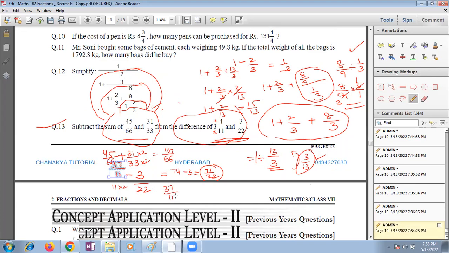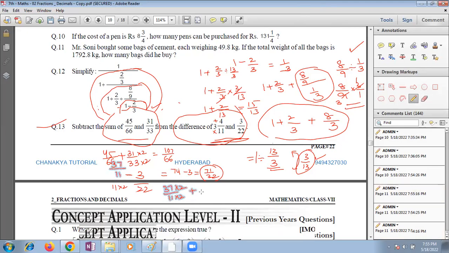37 by 11, I should do twice to make them like, and the difference means you should subtract, right? Yes. Is it minus 53? Yes. Ma'am, please, can you change my answer to 53? Javali is definitely correct.